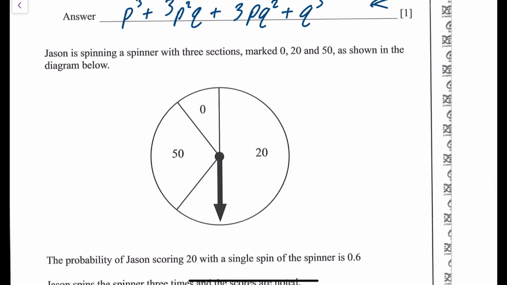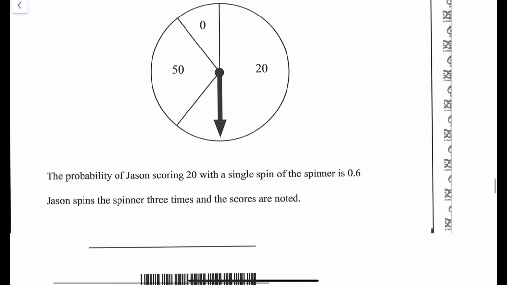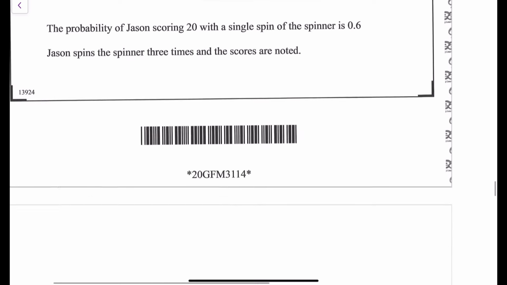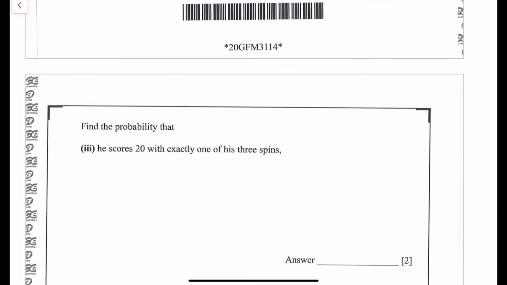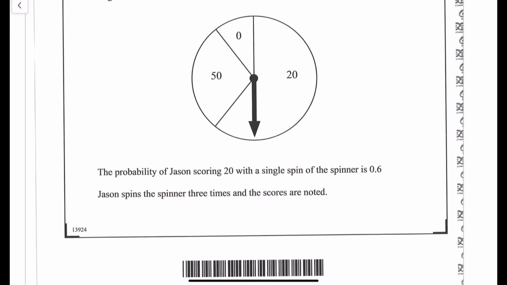It says Jason is spinning a spinner with 3 sections marked 0, 20 and 50 as shown. The probability of Jason scoring 20 with a single spin is 0.6. So Jason spins the spinner 3 times and the scores are noted. It says find the probability he scores 20 with exactly one of his 3 spins. Okay, we're told the probability of him scoring 20 is 0.6. So that's our probability of success.